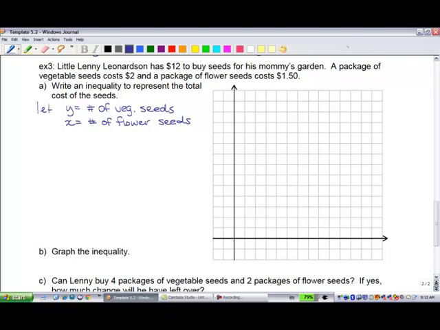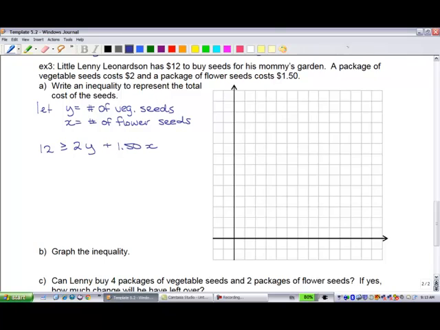Well, little Lenny Leonardson here has $12. That's as good as it gets. That's got to be the bigger of the two. And it can also equal. He could go to the store and spend exactly $12, or he could spend less than that. So $12 is the upper limit. If we take the number of vegetable seeds he bought and multiply it by $2, that works out. And then we add to that $1.50 for every flower seed he bought.